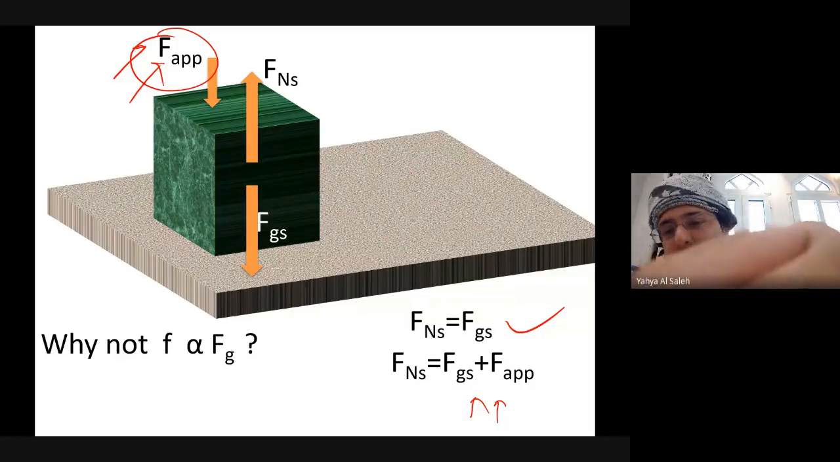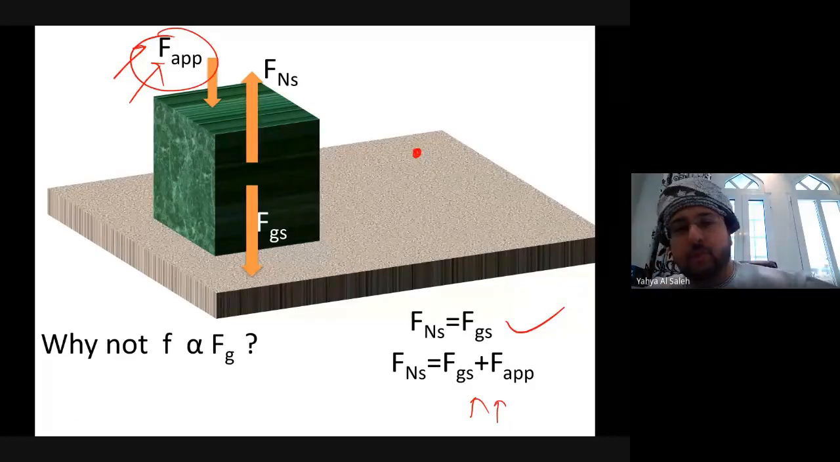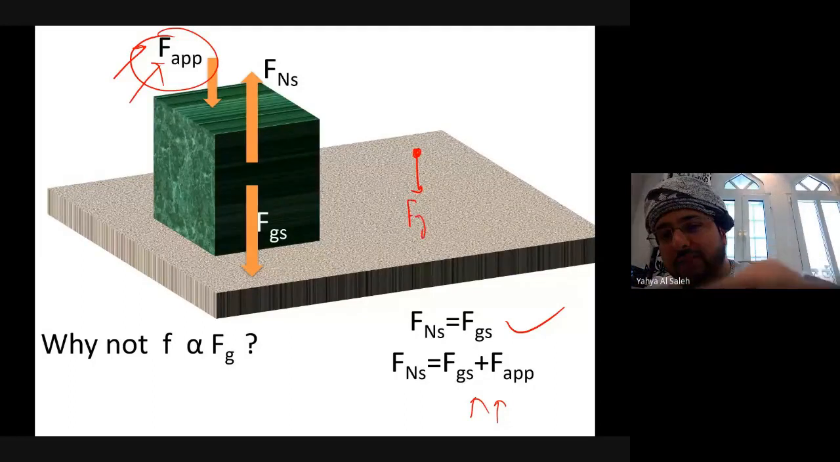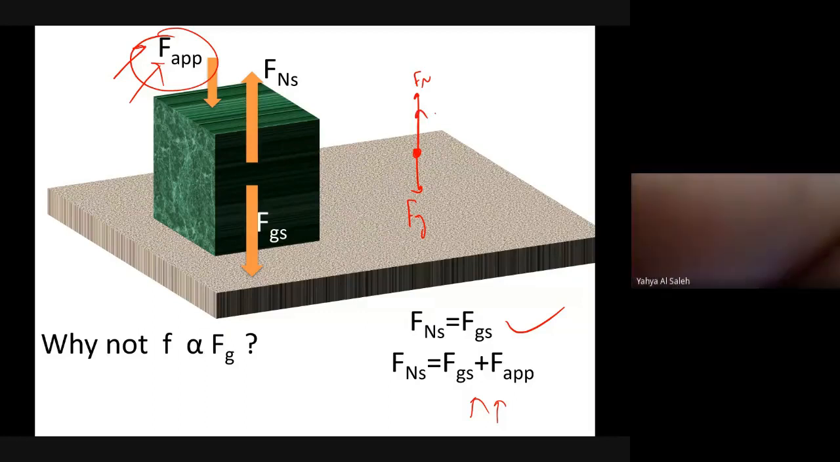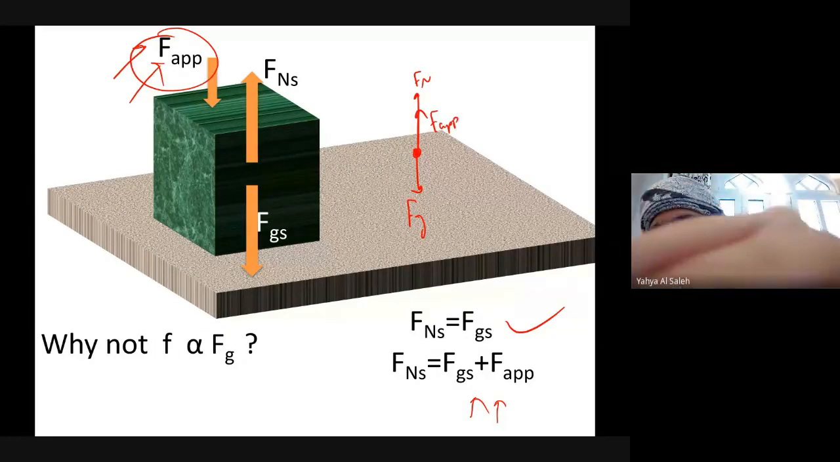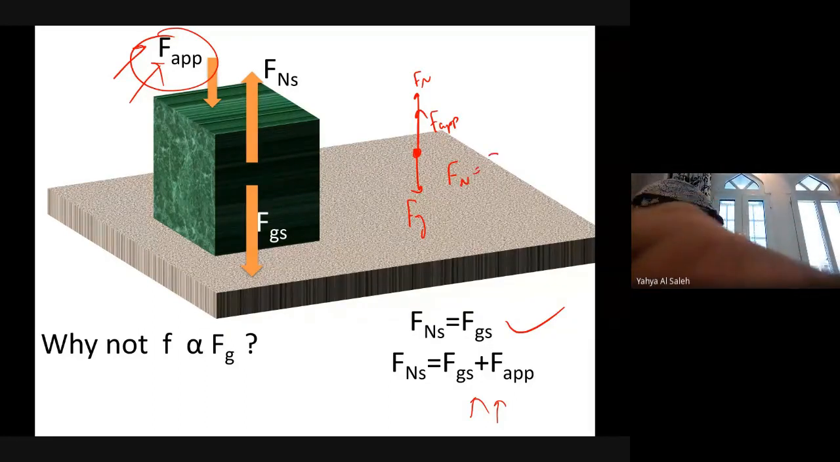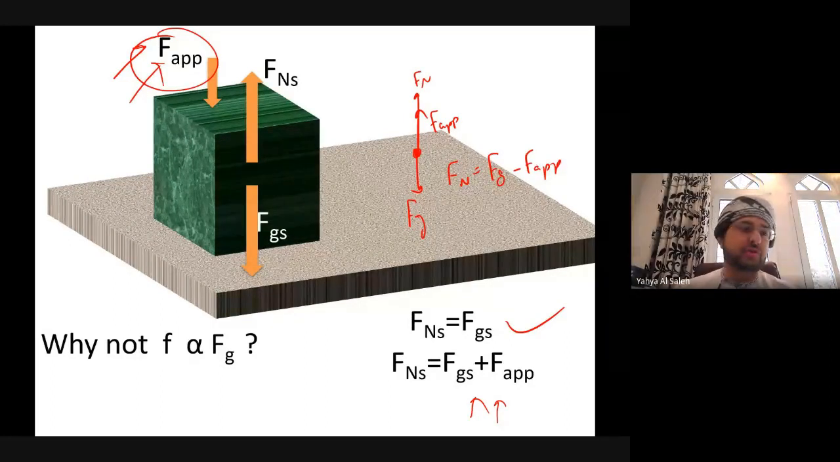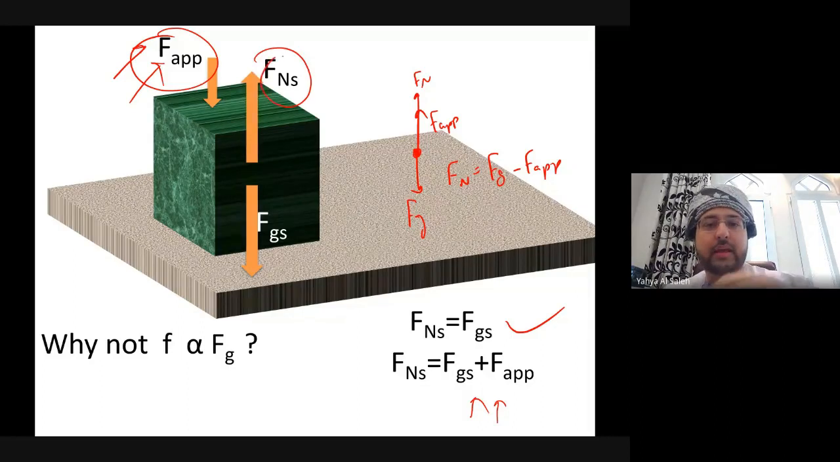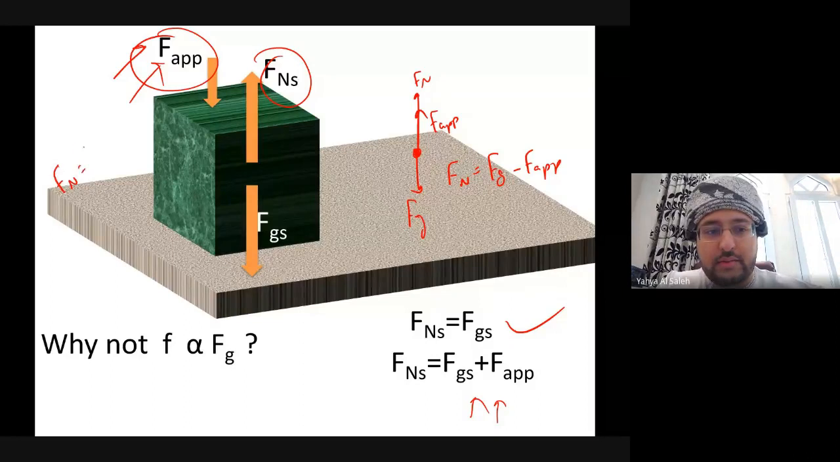Why? Because if I do that, then my force diagram is going to be Fg, but I will have Fn and F applied, which means my Fn is going to be Fg minus F applied, making the friction lower. Okay, Fn is normal force.